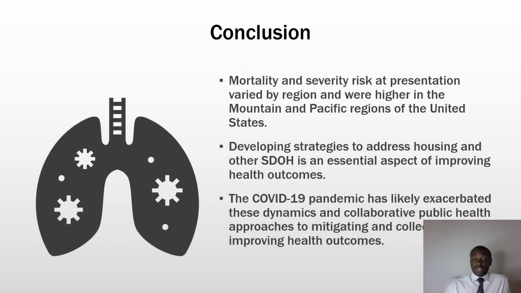Now, the conclusions of this study: this study shows that severity risk and mortality risk at presentation vary by region. They vary by race and ethnicity, with higher risk in the Mountain and Pacific regions of the United States in terms of mortality and severity risk. We also see that there is an imperative need for developing strategies that are specifically targeted toward local needs and local understanding of ways to address this issue. Given the various dynamics and presentation rates, as well as the various factors that could be impacting these presentations, there needs to be a concerted effort at addressing the basic aspects that are impacting such presentations.